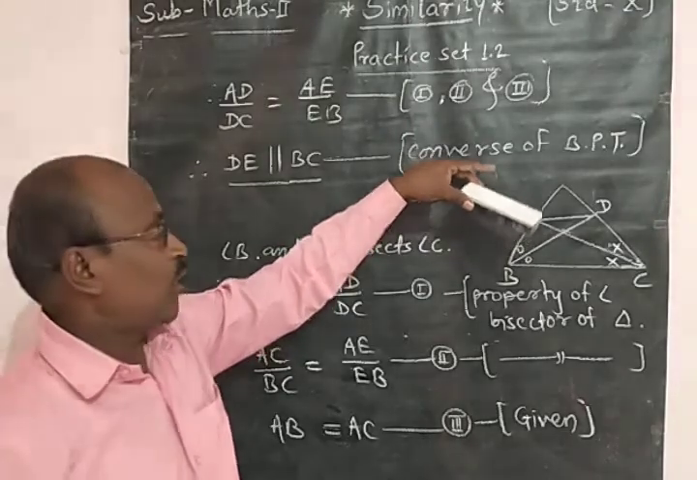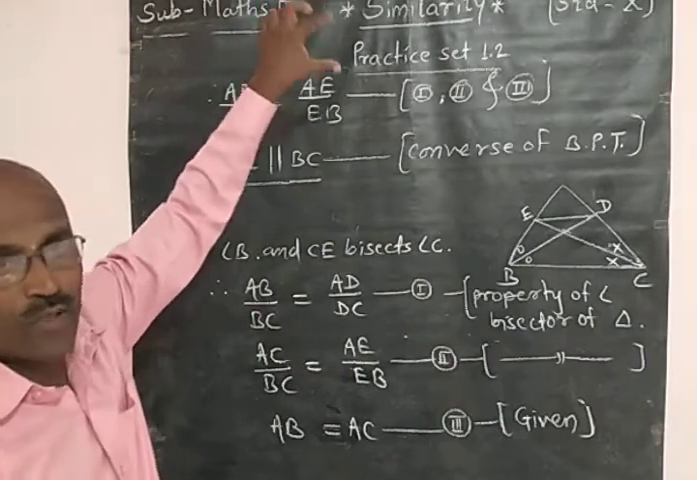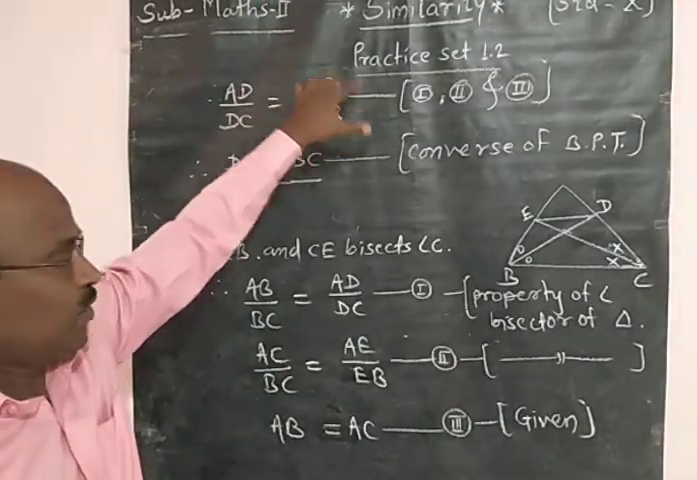Understand? I hope that all of you understand these examples on the basis of the properties. So, thank you.